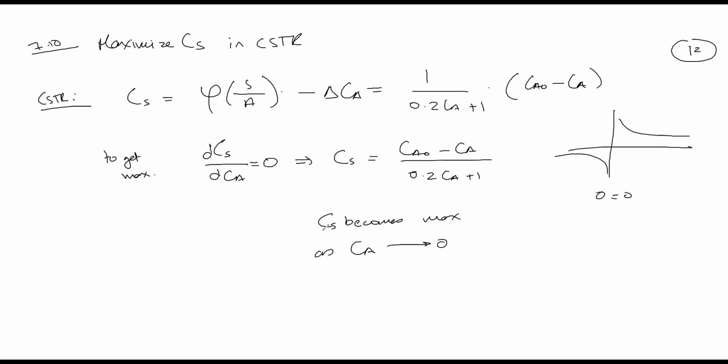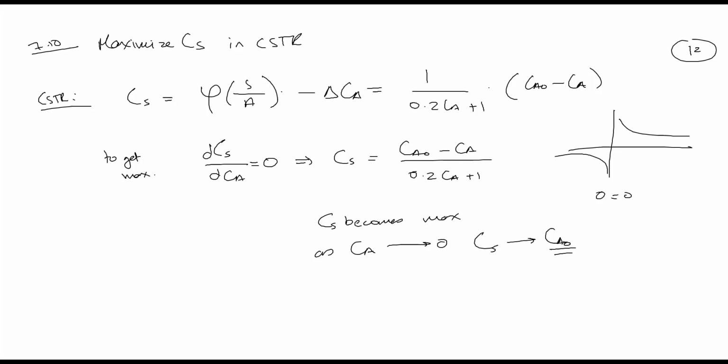Anyways, so CS becomes maximum as CA approaches 0. So as CA approaches 0, CS will approach CA naught, right? And this is really the maximum value for CS for this type of function. Okay, so this is the way to solve this first one. Again, it's an unconventional problem, but just know it and identify that it really depends on the functional form.